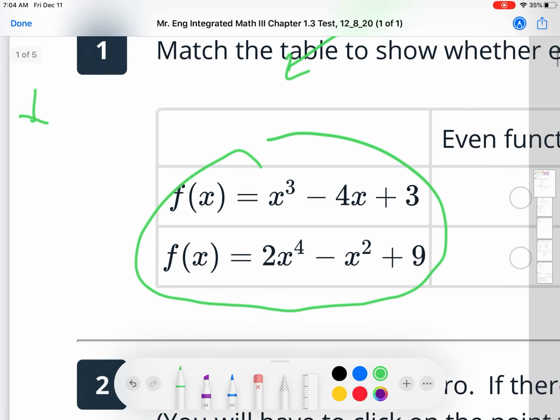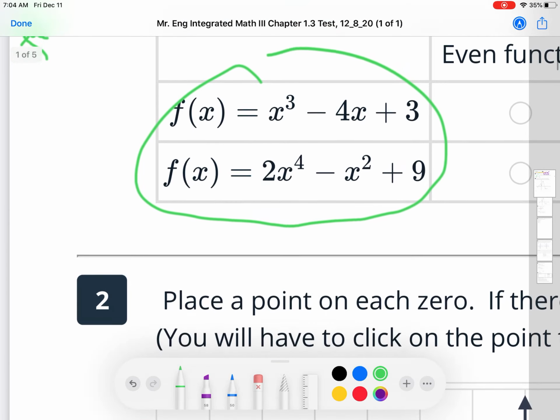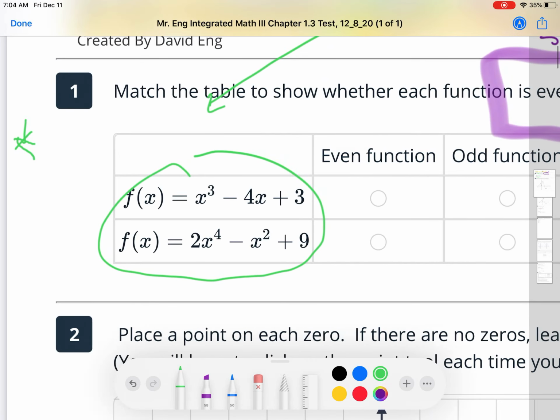I call it the star. Don't forget to sub negative x for every x. You guys remember that? Let's highlight that. Okay, so that's what we're going to do.